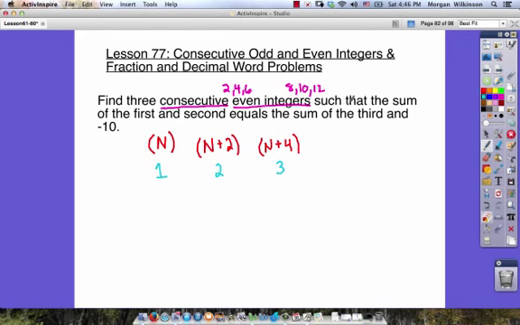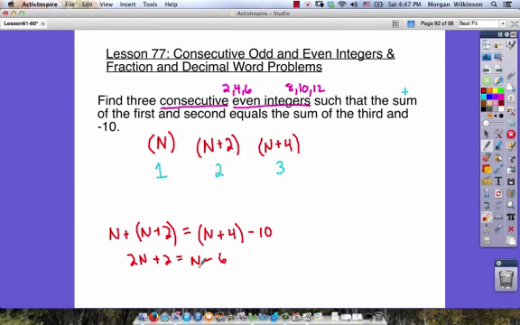So this one says, such that the sum, that means add, of the first and the second. So we're going to say n, the first, plus n plus 2, the second, is going to equal the sum of the third and negative 10. Well, the third is n plus 4. And we're finding the sum of the third and negative 10, so we're going to subtract 10 from that. Now we can go ahead and add. We've got n plus n, that's 2n plus 2, is going to equal n, and we have 4 minus 10, that must be negative 6.